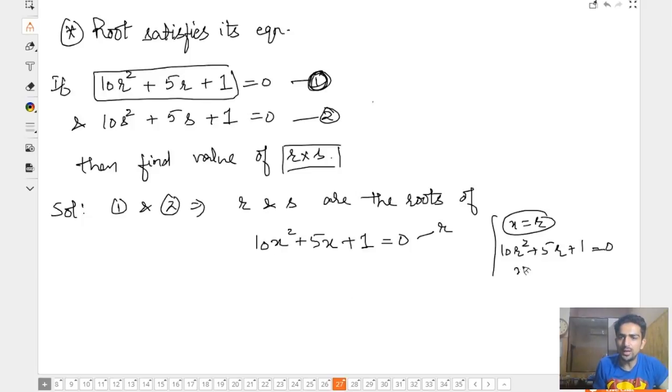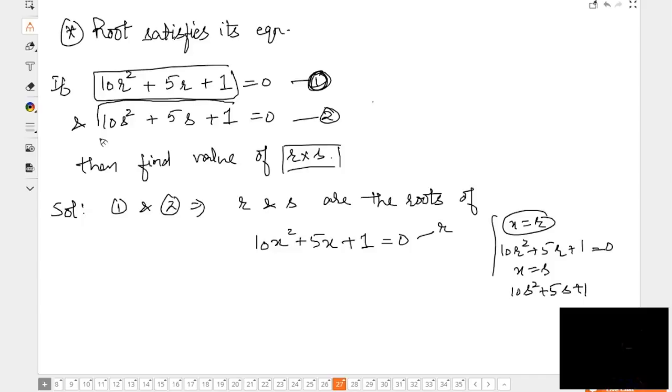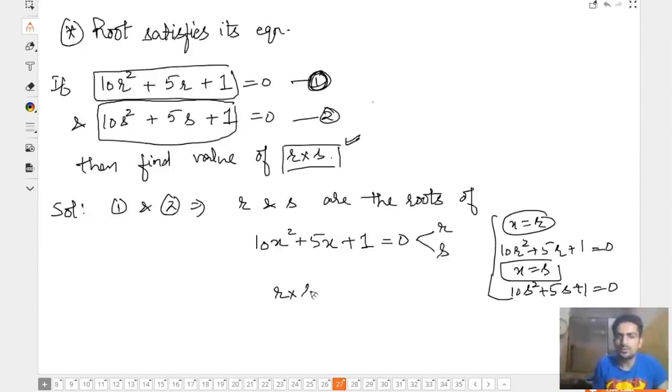Okay, you put x equal to s in this equation. What do you get? You get 10s square plus 5s plus 1. Now this second equation is telling me that x equal to r or x equal to s in this equation, it is making it 0. So r and s are the roots. What is asked? r into s. So r into s is nothing but the product of roots, c by a. That is your answer. Stop. Khatam. Finished. Okay.